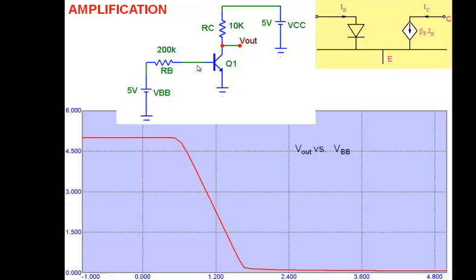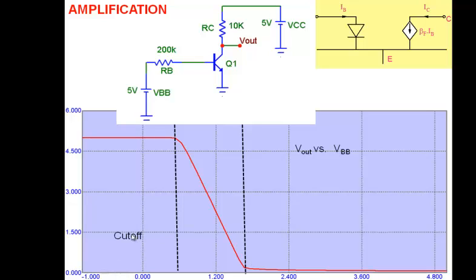All this VBB, RB, and all that are used to bias the transistor. I have RC, VCC here. The circuit that we have been discussing. And what I have plotted is the following. Along the y-axis I have Vout, and along the x-axis I have VBB, this voltage here. So it's something like output versus input characteristics. This is the output and this is the input, VBB here. And this is the curve that I have.